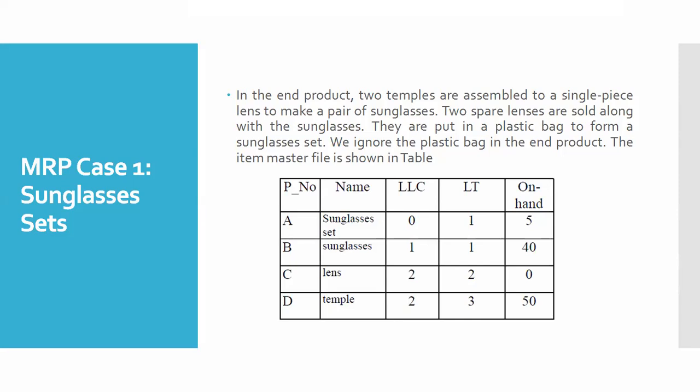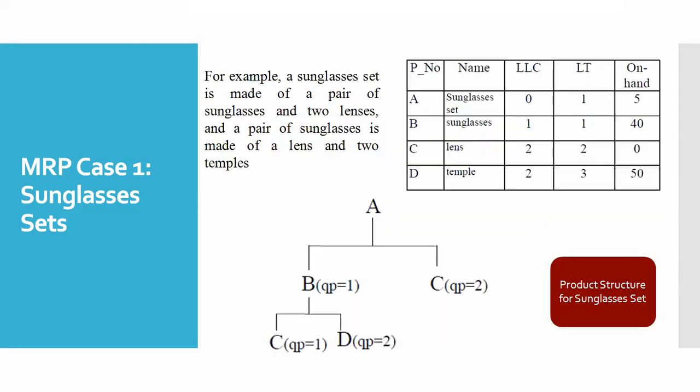The item master file is given to you for sunglasses: A, B, C, D, LLC, LT and on hand. So sunglasses: LLC 0, LT 1, on hand 5. D sunglasses: LLC 1, LT 1 and 40 on hand. C is the lens, two lens LLC and two lens LT, so on hand 0, they have been used. And on the temple there are 2 LLC and 3 LT, that will be 50.